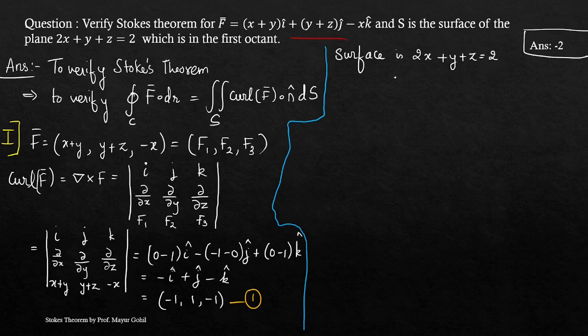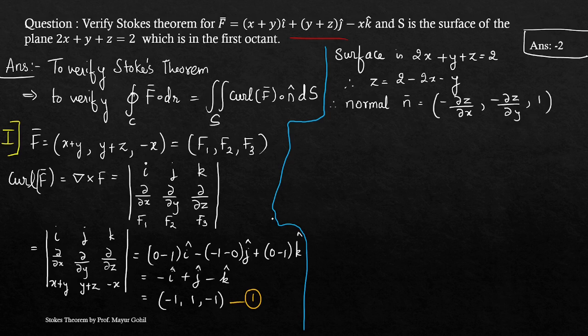The surface is this. Now we write it as z is equal to 2 minus 2x minus y. After writing this surface, we write the formula for the normal. Therefore the normal n bar is minus of partial z by partial x, minus partial z by partial y, comma 1. When we calculate the answers here, n bar is going to be 2, 1, 1. So this is n bar.